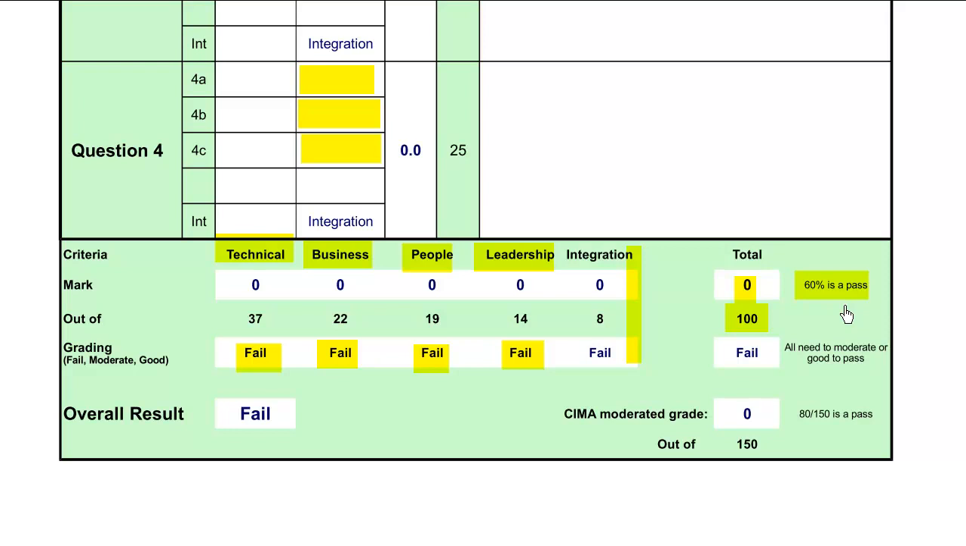And of course, the reason is that what CIMA do is they take each of the different variants and they say, oh, that was a particularly hard variant. Everyone did badly on that. So what we'll do is we will shift the moderated grade up. So they take whatever the percentage was. Let's say it was 55%. And they say, well, 55% on that really hard variant, that was a pass. So they'll shift that up and then make that 80, which is the pass for out of 150.